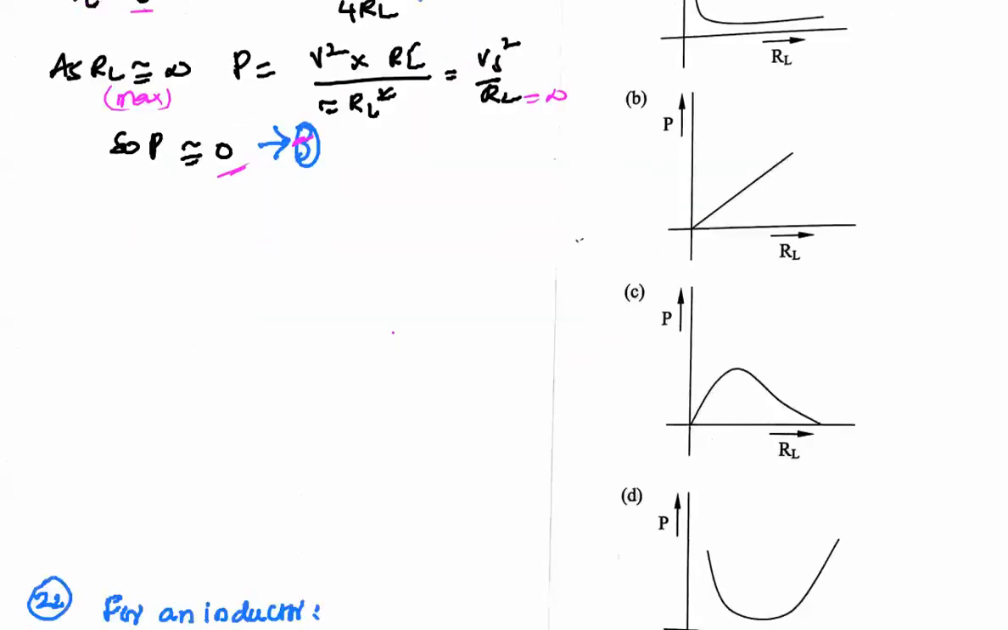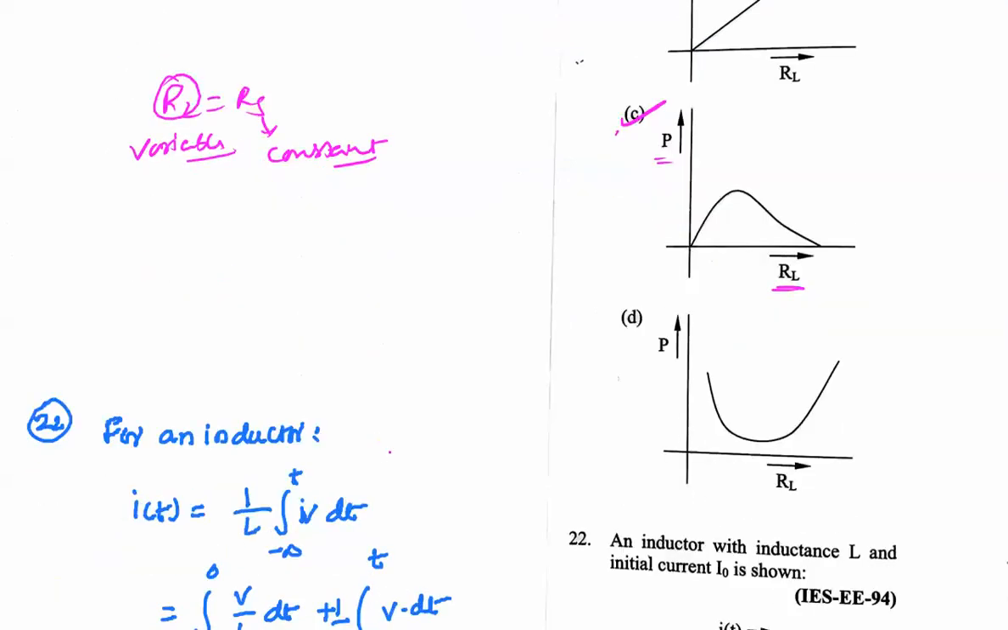So from these characteristics we can say that C is the graph which represents the variation of power with respect to load resistance. Another important thing is that the load resistance should be equal to the source resistance. So here this one is a variable and this one is a constant.